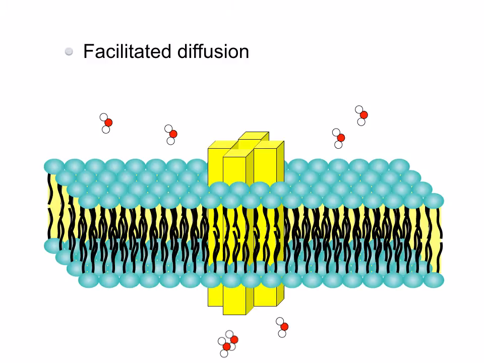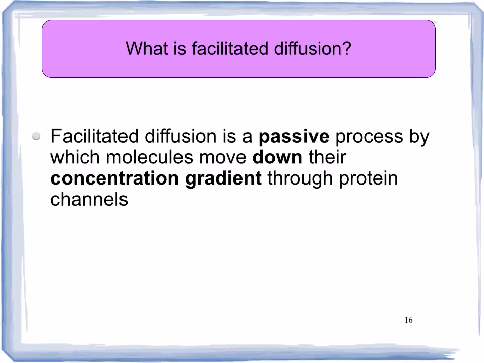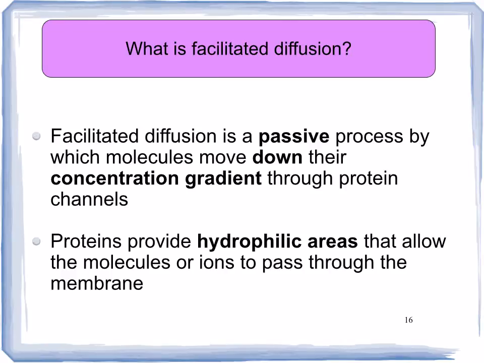So facilitated means to help. So what is facilitated diffusion? Facilitated diffusion is a passive process by which molecules move down their concentration gradient through protein channels. So it's basically diffusion with protein channels. Okay, so the proteins provide hydrophilic areas that allow the molecules and ions to pass through the membrane.